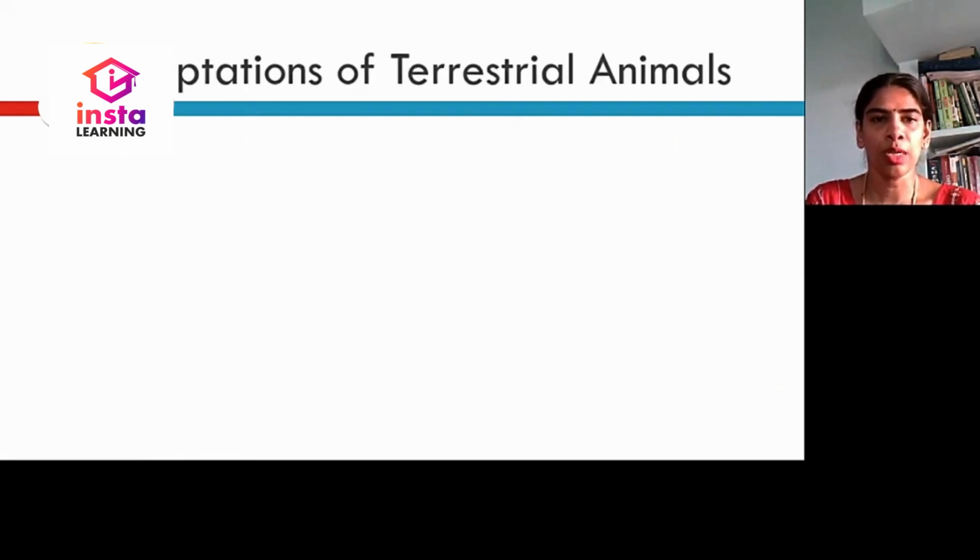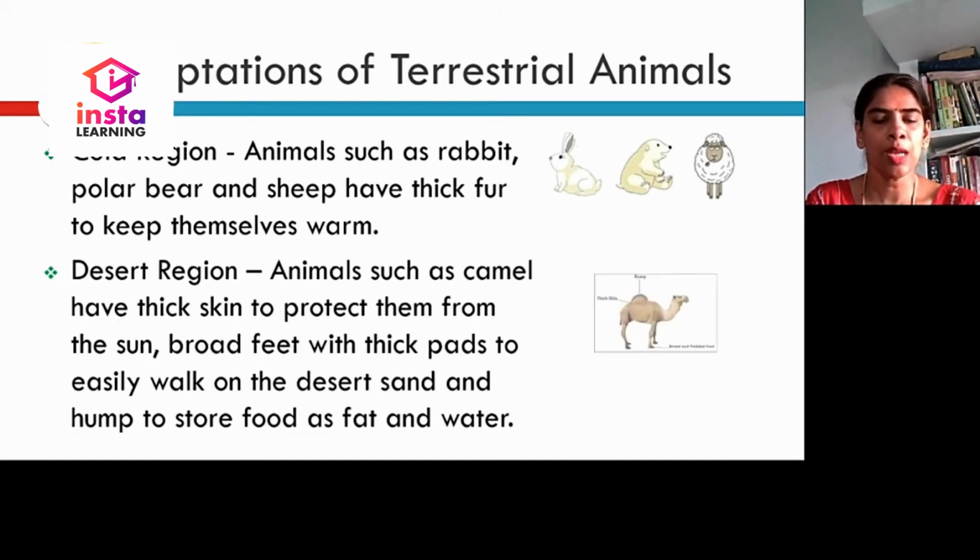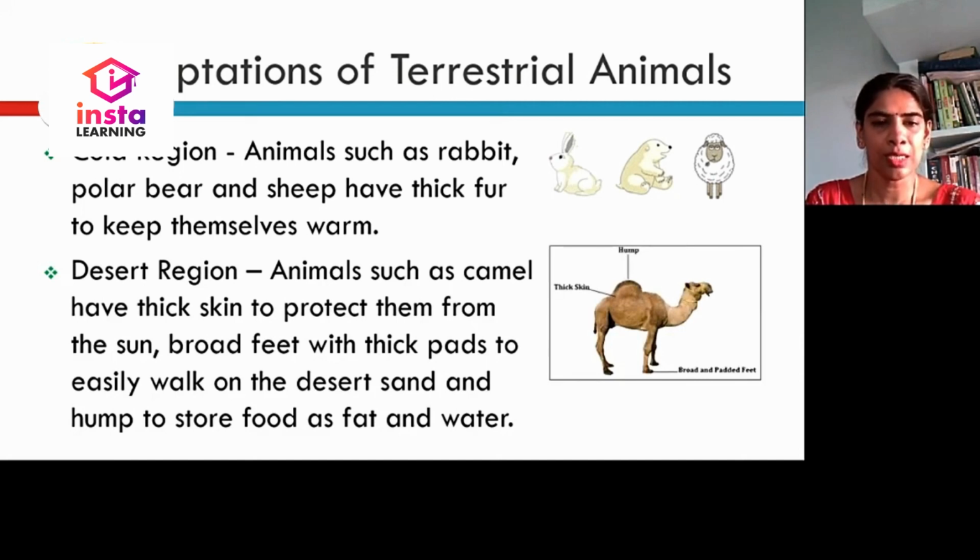Let us now learn what are the adaptations of terrestrial animals. In cold regions, animals such as rabbit, polar bear and sheep have thick fur to keep themselves warm. In desert regions, animals such as camel possess thick skin to protect them from the sun. They also have broad feet with thick pads which help them to walk easily on the desert sand. The hump in the camel helps to store food as fat, and it also stores water.